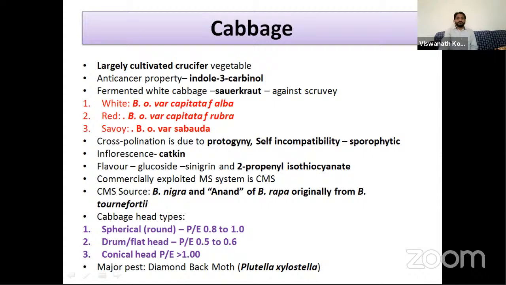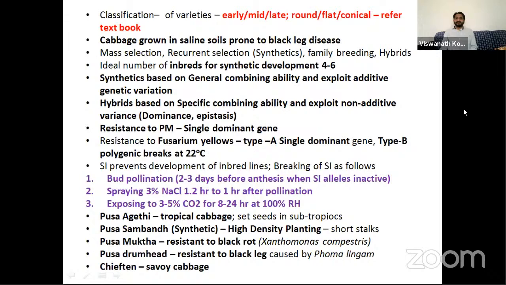So there is a classification of varieties in cabbage, early, mid and late, based on the time of sowing. And based on the head type, they are again classified into round, flat and conical. So you can refer to any textbook for the classification of these varieties. I have not given it here. And if cabbage is grown on saline soils, it is prone to black leg disease. Black leg disease is caused by the fungus Phoma lingam.